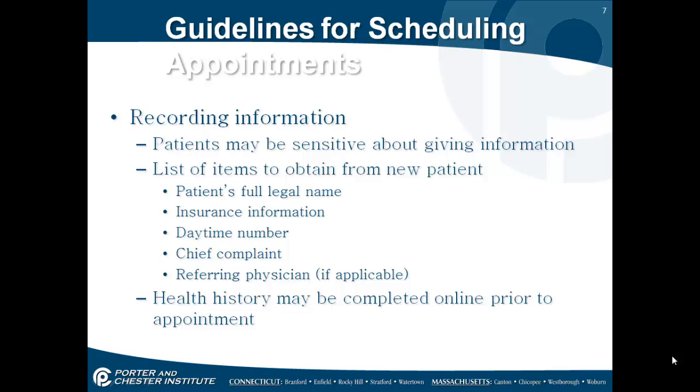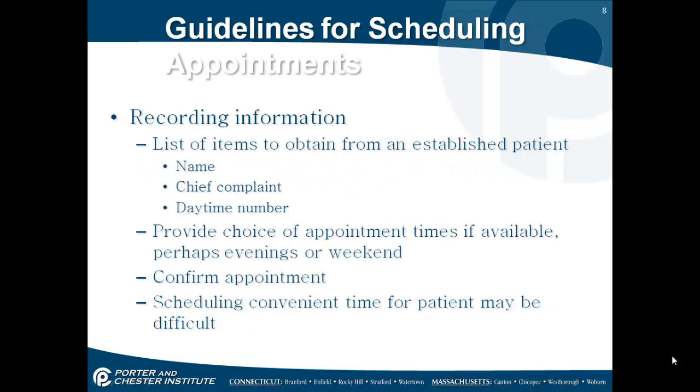A list of items to obtain from a new patient: the patient's full name, their insurance information, a daytime phone number, the chief complaint, and the referring physician if that is applicable. Health histories may be completed online prior to the appointment. Some offices still send them in the mail to have the patient bring them at their first visit. A list of items to obtain from an established patient: their name, their chief complaint, and a daytime phone number.